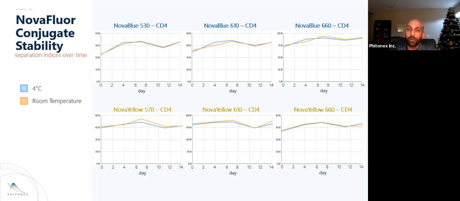So if you see something on our website, we have recommendations of colors and antibody combinations, but if you want that antibody on a different color, all you have to do is ask. There is no additional cost.